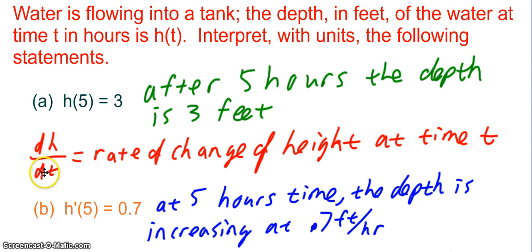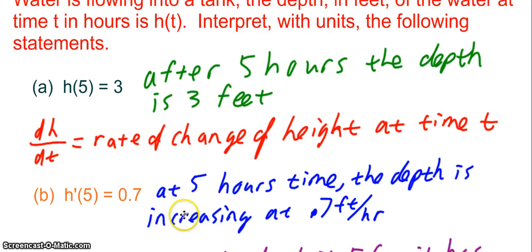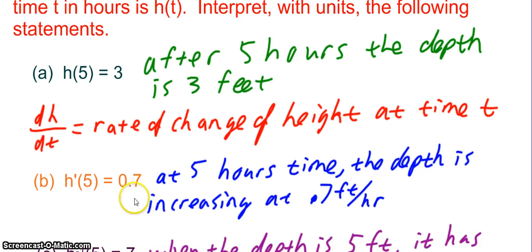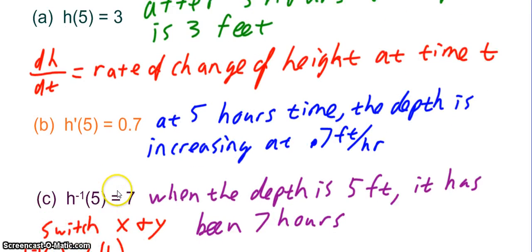Now let's talk about dh dt. So the derivative is going to be the rate of change of the height at some time t. So if h prime of 5 is 0.7, then we can interpret this as at 5 hours time, the depth is increasing at 0.7 feet per hour. So remember, this is an instantaneous rate of change. So that's what I'm saying, at 5 hours time. Or you could say after 5 hours of time. Either of those would be fine.